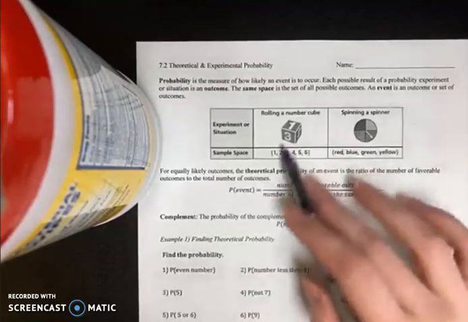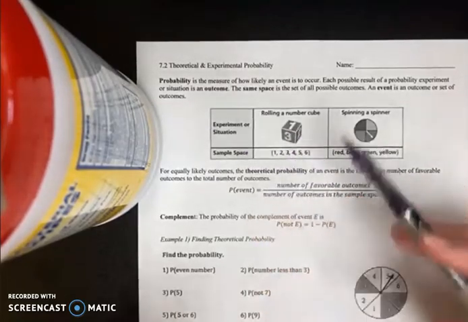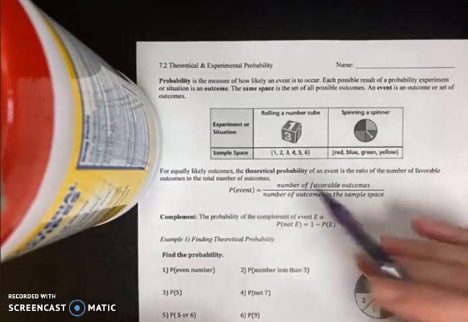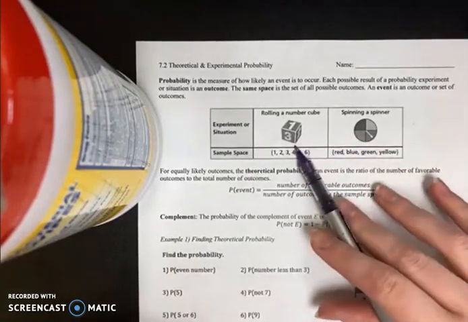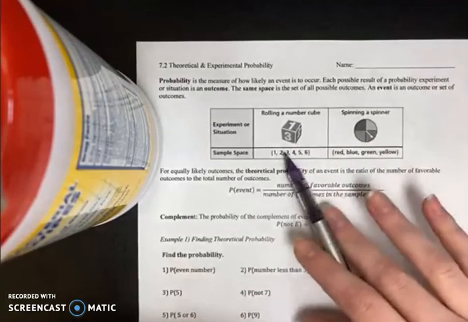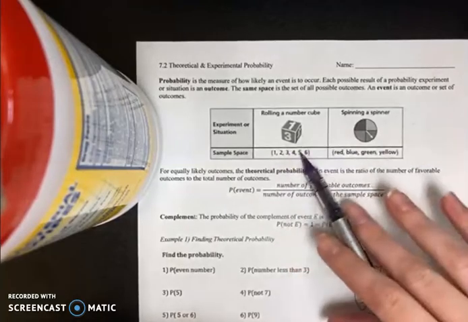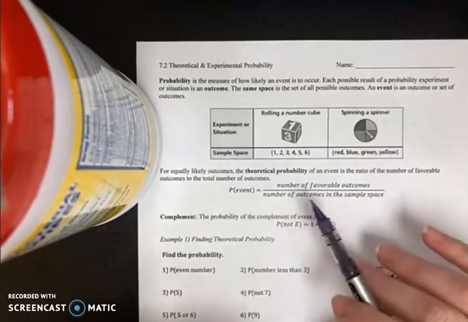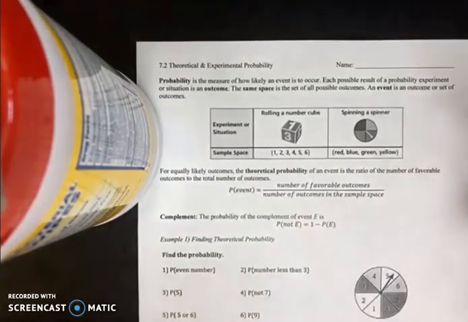So you can see right here we have an experiment or a situation. Something that's very frequently used in probability is talking about flipping a coin, landing on heads or tails, rolling a number cube. Usually we use a six-sided die, so that would be the numbers 1, 2, 3, 4, 5, and 6 on each face. And then we also use spinners. So what's the probability of it landing on blue? What's the probability of it landing on yellow?